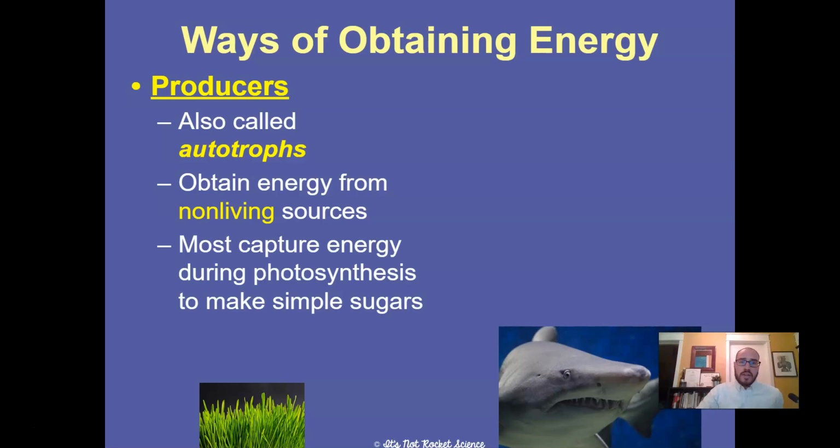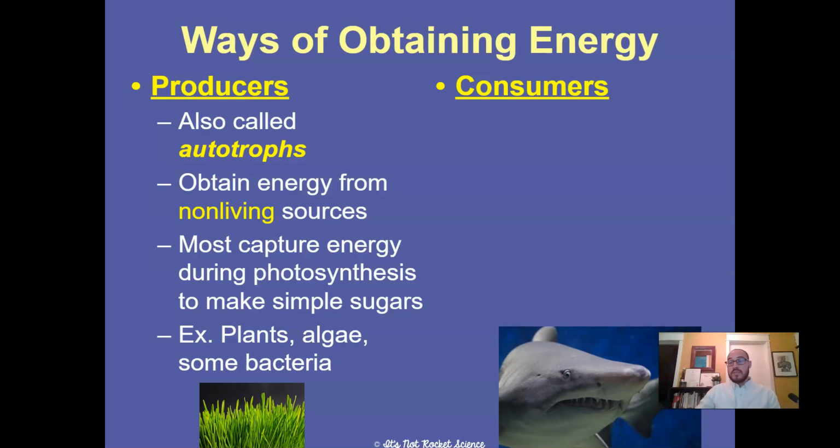And usually they're capturing that through photosynthesis to make sugars like glucose that we can come and eat. There are other producers that actually use chemicals instead of sunlight to actually make simple sugars. So these are going to be like your plants, your algae, and some forms of bacteria.